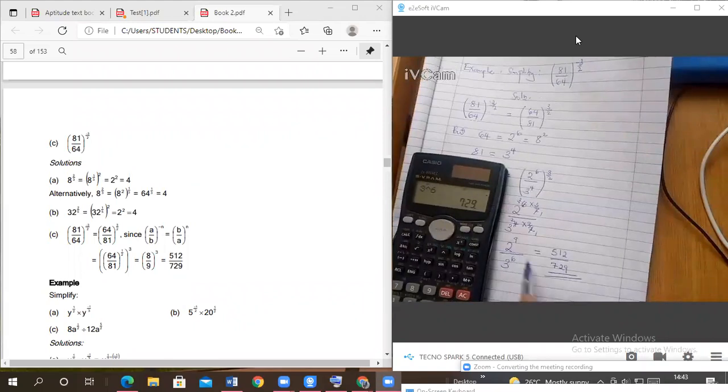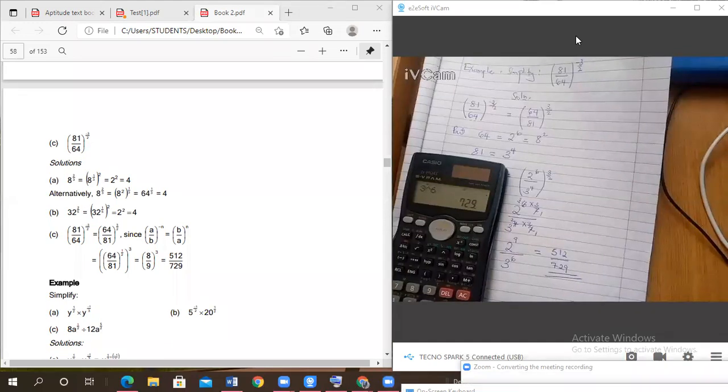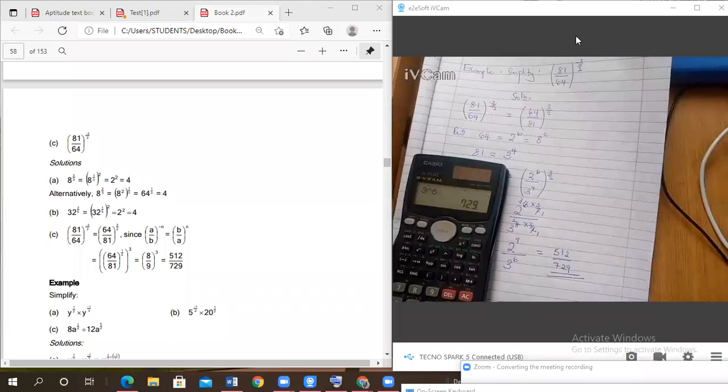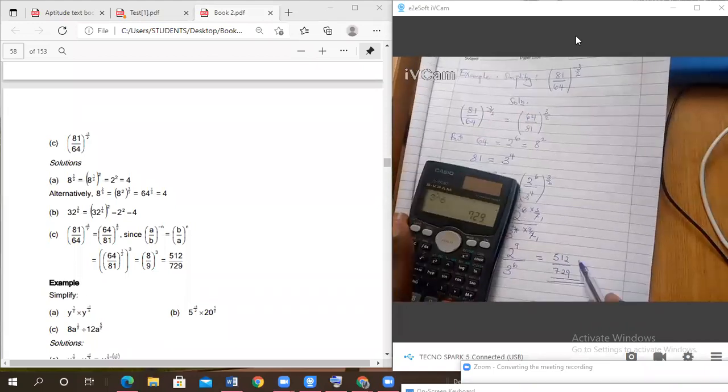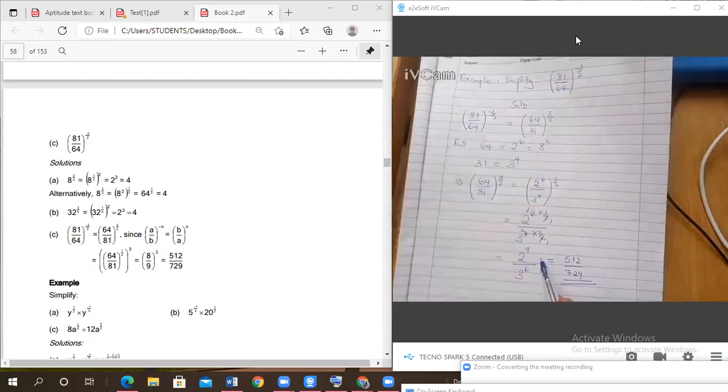You can leave your answer in power form or you simplify like this. There's no problem with that. All are still correct. It's not a must that you simplify it to this. Okay?